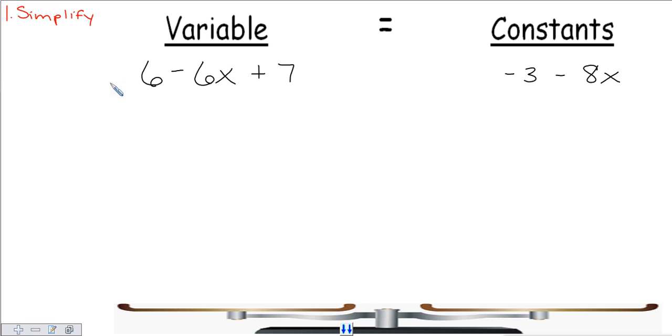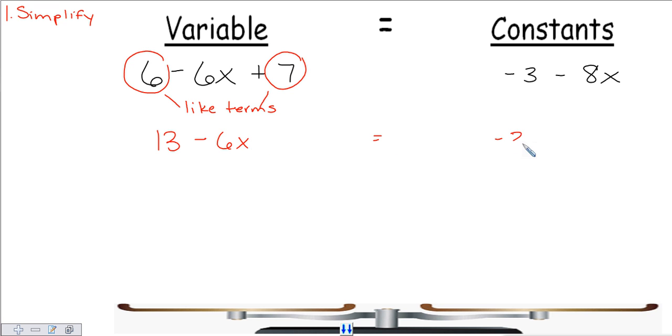So if I'm simplifying, I'm trying to combine like terms, get it in the simplest form. If I see here, I have a 6 and a 7, and these are like terms. They're both constants. So I can go ahead and combine these like terms. 6 plus 7 is 13. 13 minus 6x, and I'm going to recopy the problem, equals negative 3 minus 8x. Recopy the problem, make sure that it's organized and that we're showing all of our work.